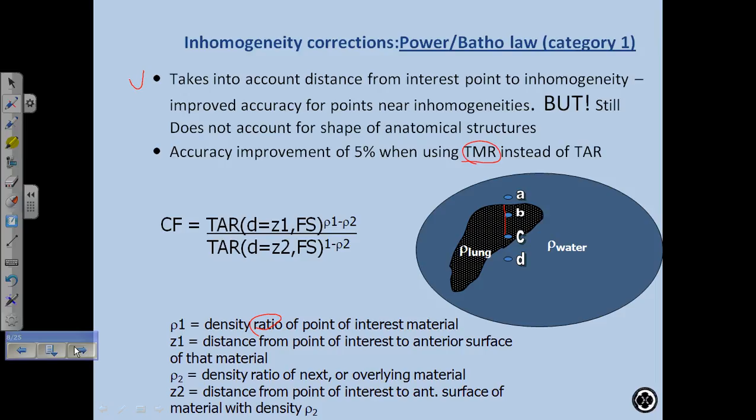Okay, so Z2 is the distance from the point of interest to the interior surface of the material with density rho 2. So Z2 is going to be this distance from the point of interest to the interior surface of rho 2. Okay, so let's do the example.